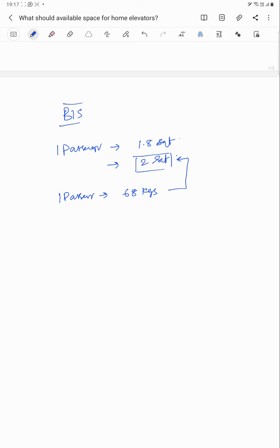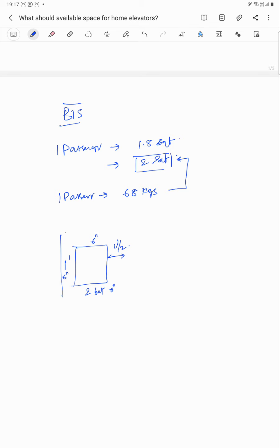So suppose it is a 1 feet by 2 feet cabin, which becomes 2 square feet, then the outer dimension required is about 1.5 feet more in width: half feet left side, half feet back side, half feet front side.